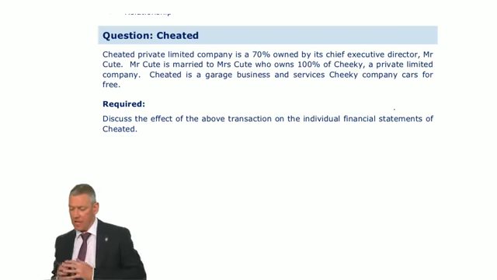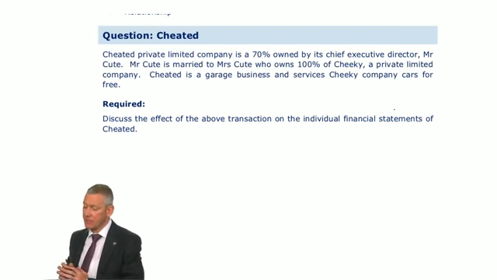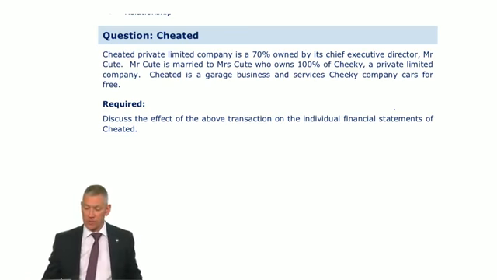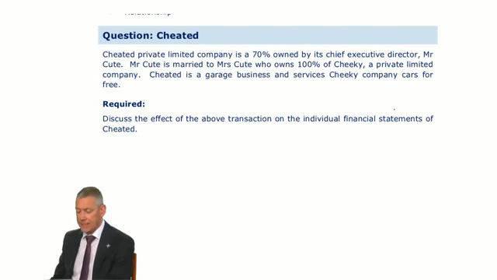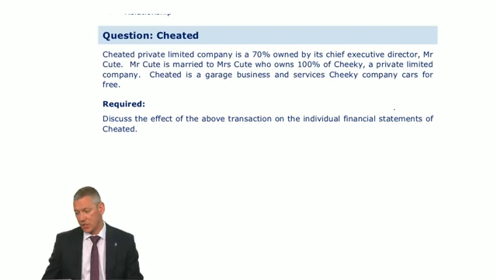Cheated Private Limited Company is 70% owned by its Chief Executive Director, Mr. Cute. Mr. Cute is married to Mrs. Cute, who owns 100% of Cheeky, a private limited company. Cheated is a garage business and services Cheeky company cars for free.